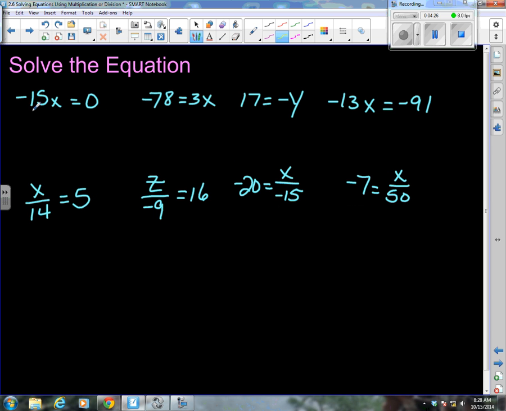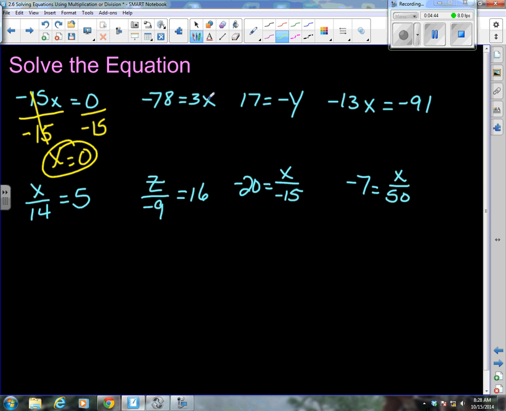Let's look at this first one. Well, this is multiplication, so I do the opposite, which is division. And I have to include the negative because that's part of the problem. Okay, and if I divide 0 by negative 15, well, that's pretty easy. These 15's become 1. I get x equals 0 divided by negative 15 is 0.